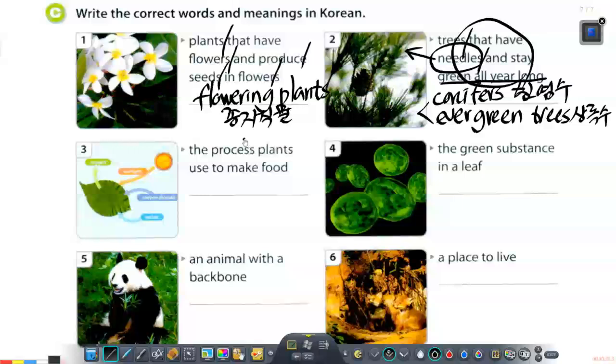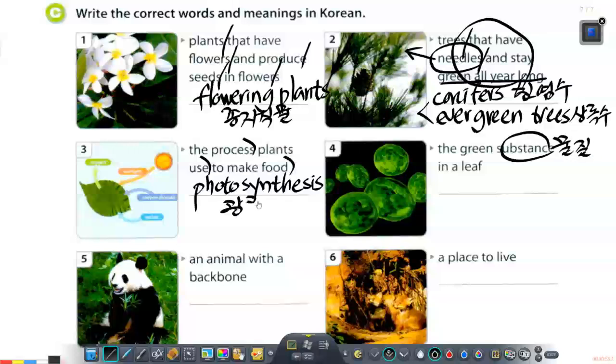And number 3, the process, 과정, plants use to make food. 양분을 만들기 위해서 식물이 사용하는 과정. Photosynthesis. Photosynthesis. All right. And number 4, the green substance, everybody, substance. Substance, 물질. Substance means 물질, which is in a leaf, chlorophyll. Chlorophyll. 엽록소. Chlorophyll. 엽록소.